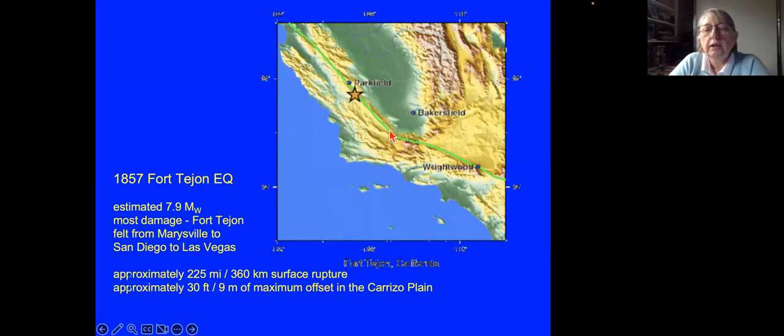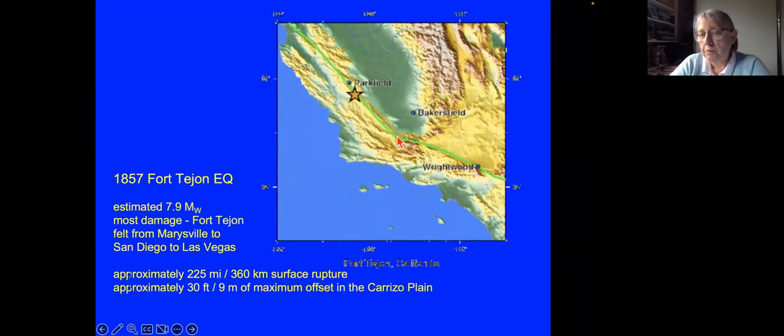The Carrizo Plain, which is this area right in here, is where you saw the maximum offset on the fault. And so you had places where you had streams, where the stream on this side of the fault would basically be 30 feet away from where it used to drain on the other side of the fault. So the offset on this was huge. It was a 7.9. Most of the damage was at Fort Tejon.